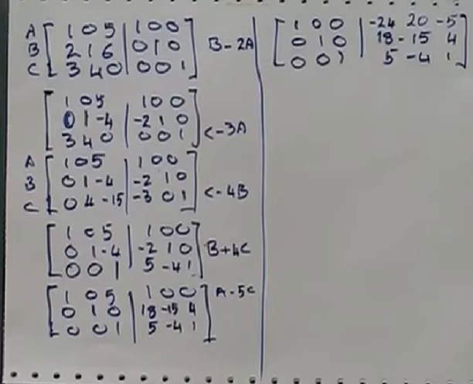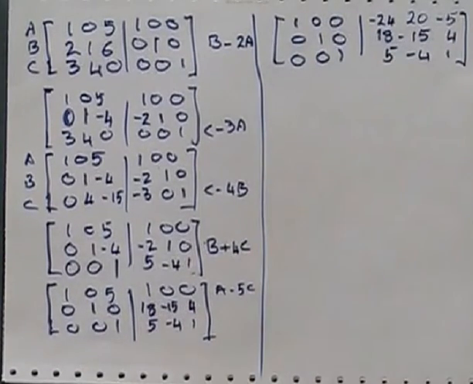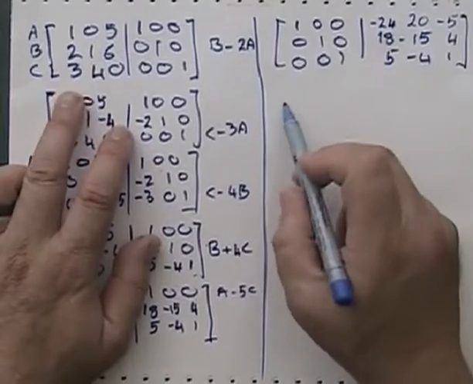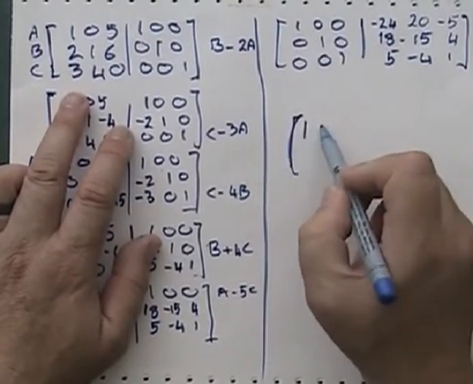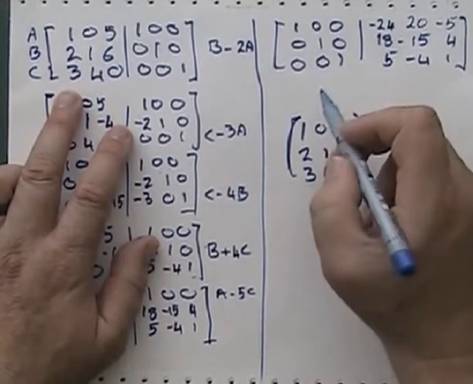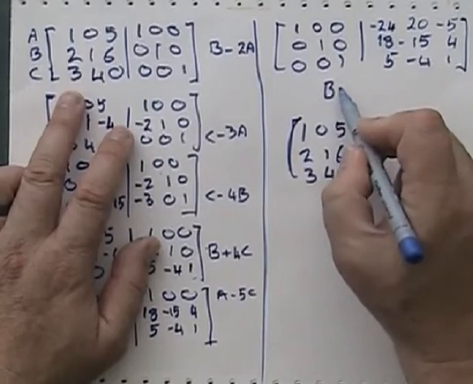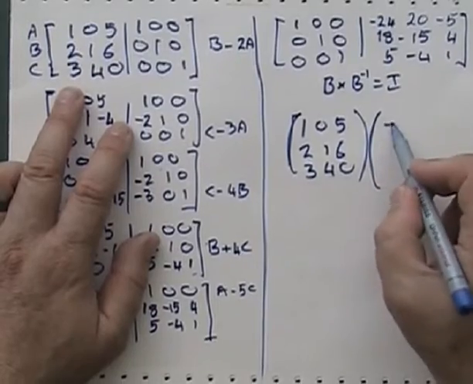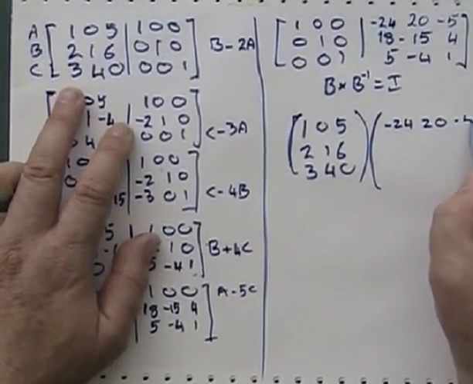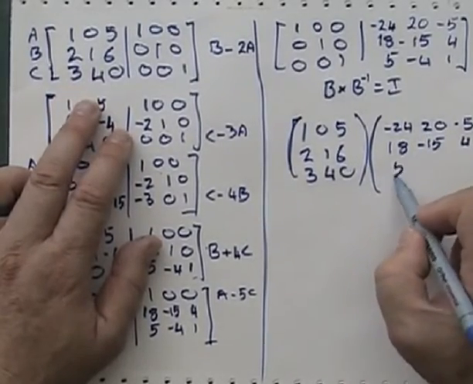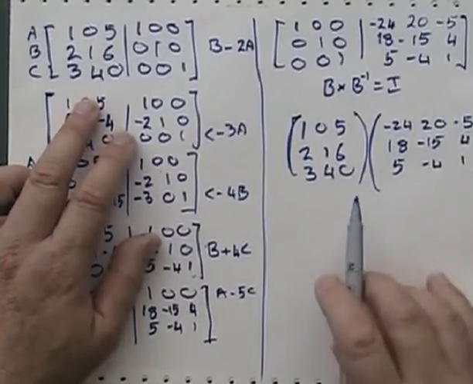Okay, so as you can see, this side has actually got quite a bit bigger. The magnitude of some of those numbers has got bigger. The easiest way to check that you actually have the inverse is to take the original matrix, 1, 0, 5, 2, 1, 6, 3, 4, 0. Remember, one of the properties is that if you multiply the original by the inverse, you end up with the identity matrix. So we multiply that by negative 24, 20, negative 5, 18, negative 15, 4, 5, negative 4, 1. Let's just do one or two of these.